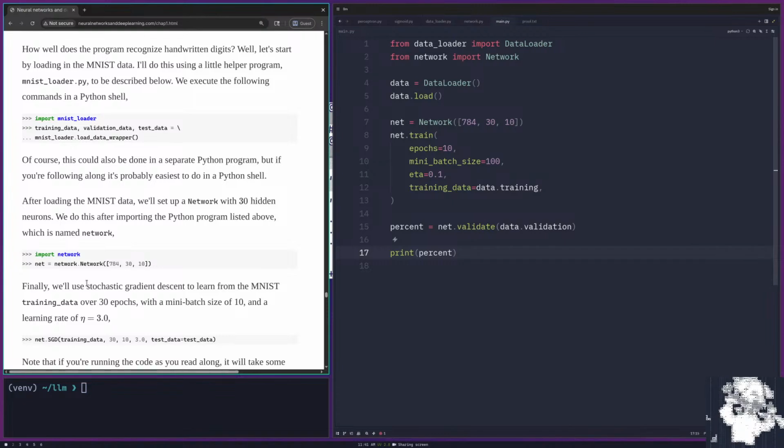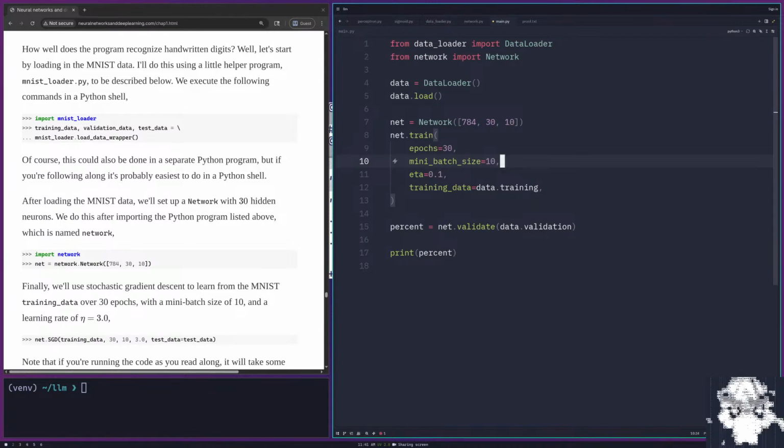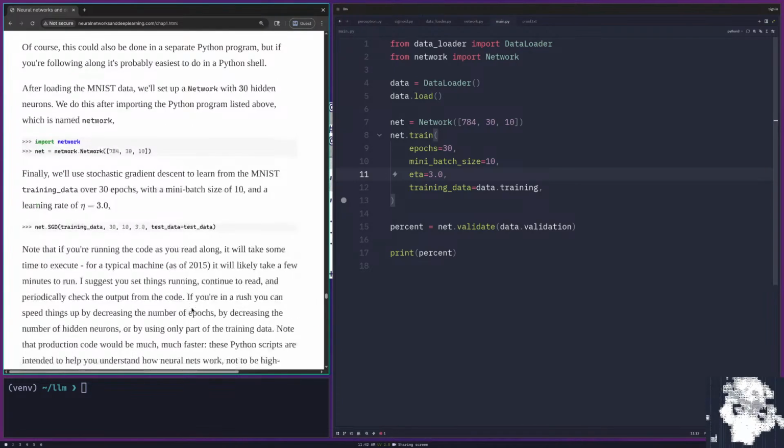Finally, we'll use stochastic gradient descent to learn from the MNIST training data over 30 epochs. So sure, why don't we do 30 epochs? Batch size of 10. Learning rate of 3.0. It's using test data for some reason instead of training data, but I'm not going to switch that.